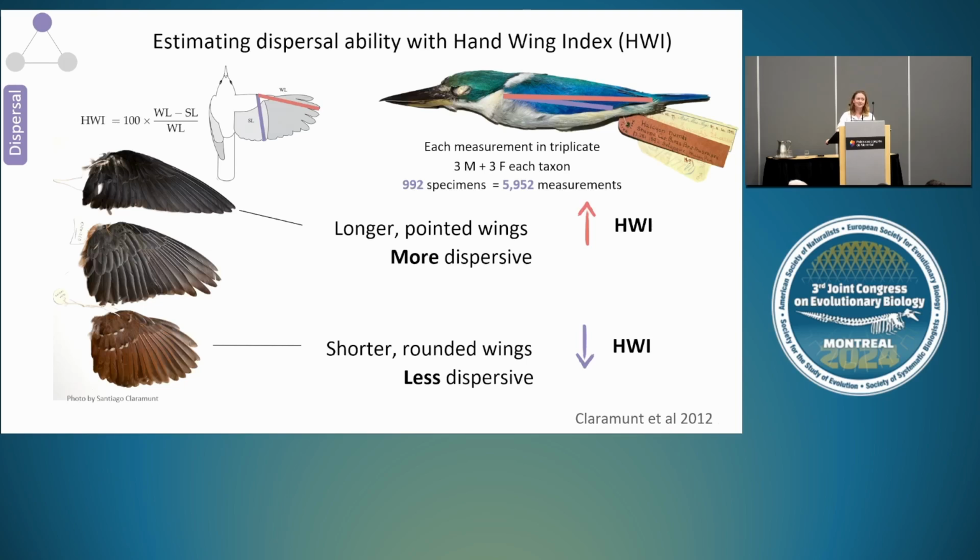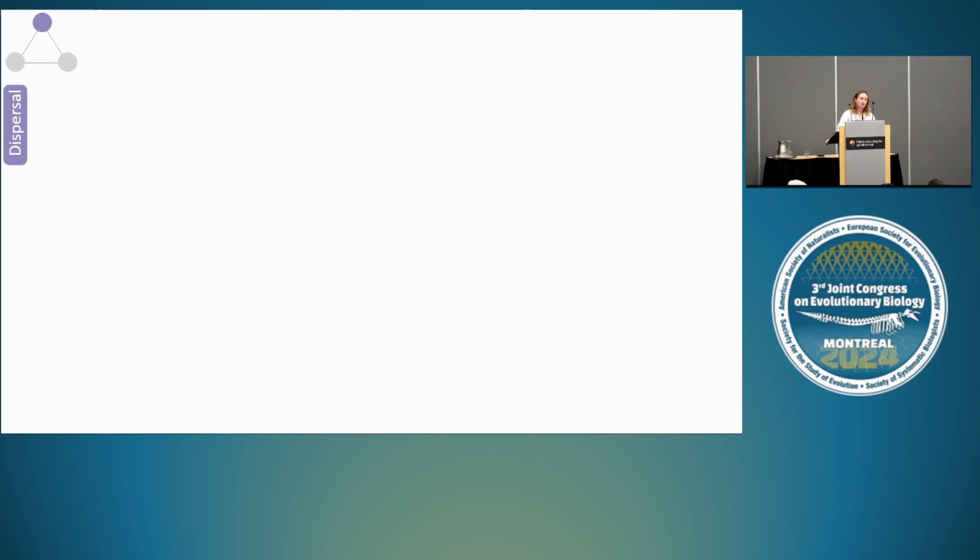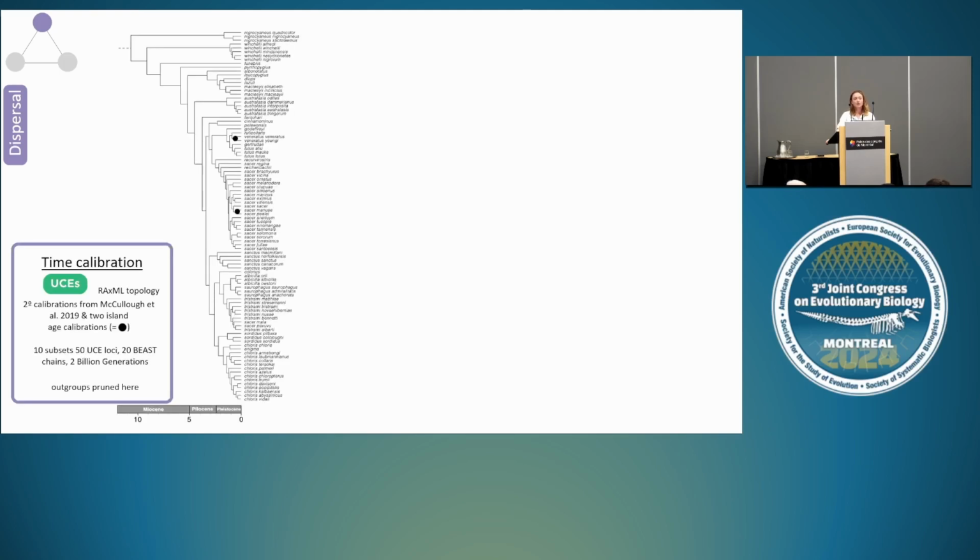And so to test this here, we measured dispersal ability using the hand wing index, which is a measure of wing shape. Large values of this index describe more dispersive wings and vice versa for lower values. So to test the relationship between diversification rate and dispersal ability, we produced a time-calibrated tree using UCE data, secondary calibrations, and island ages in BEAST. We inferred a crown age of around 11 million years, and we found that most of the diversity has accrued in the last 3.5 million years.